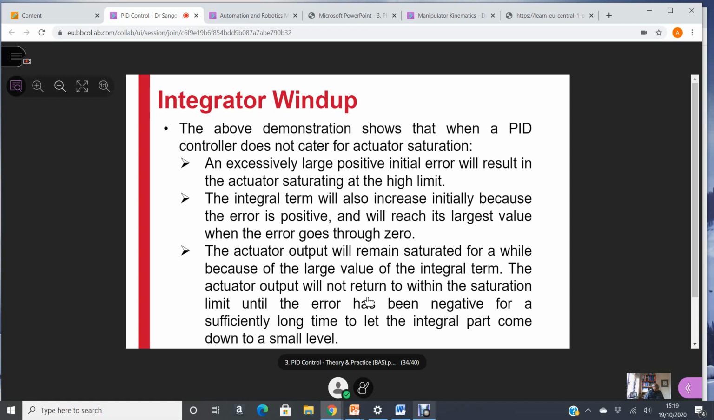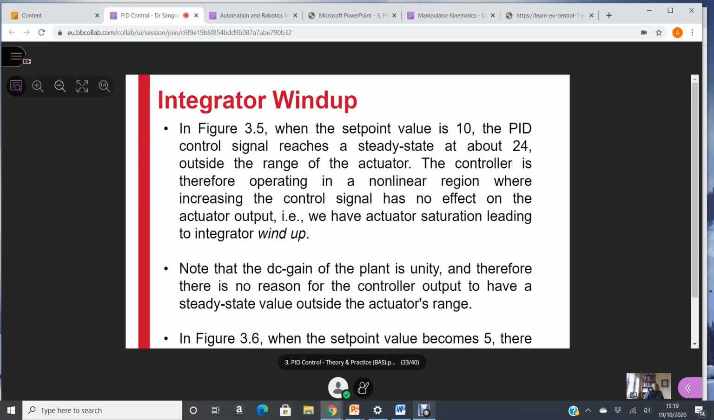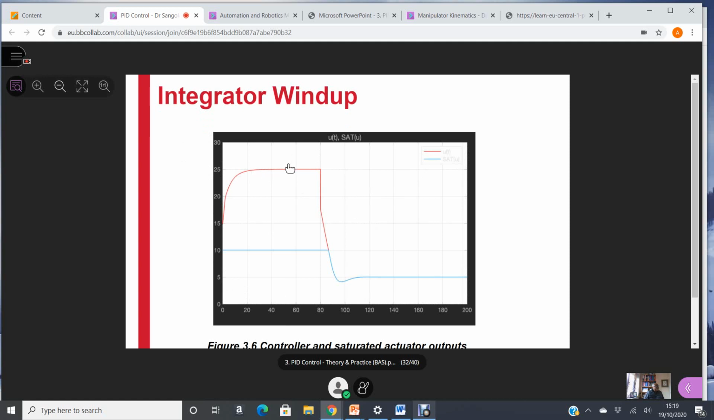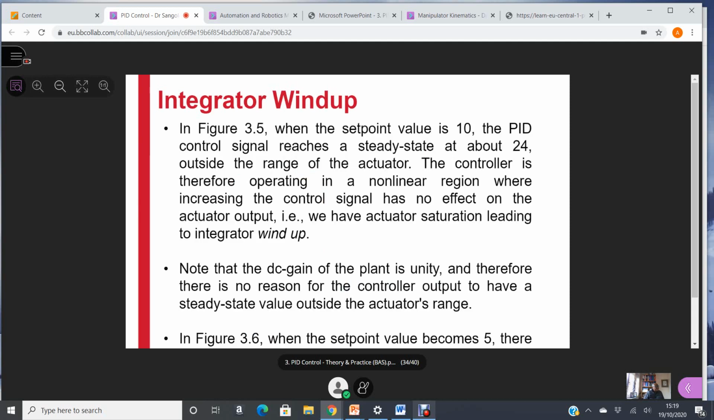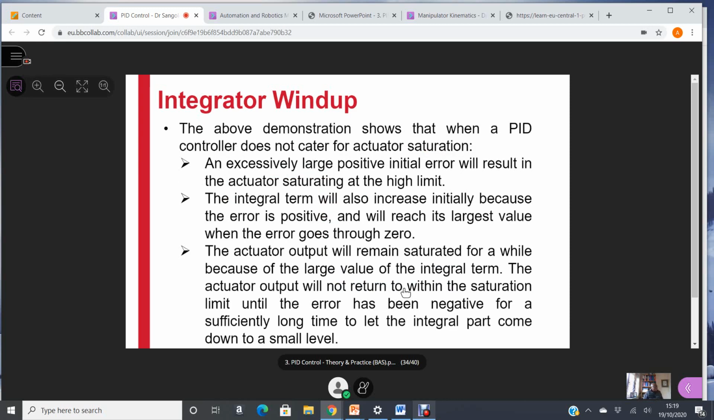Okay, basically the other diagram that I showed you there, where the output of the controller is demanding that of the actuator, but the actuator can only deliver that much. So the actuator therefore will not return to within the saturation limit until the error has been negative for a sufficiently long time to allow the integral part to come down to a level and the output of the controller to be within the limits of the actuator.